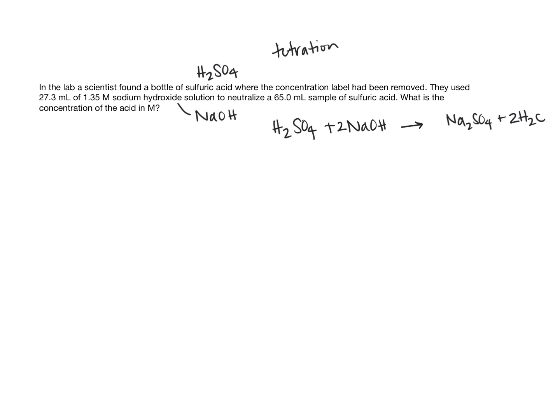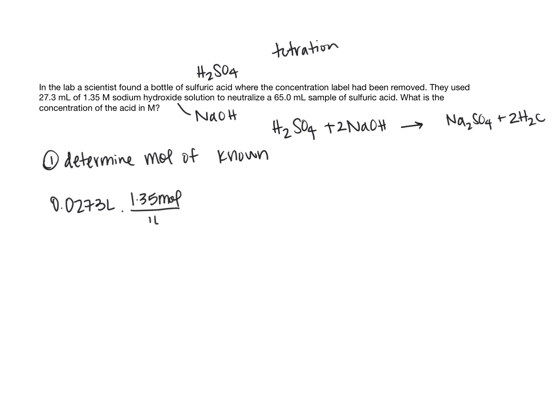So now, a titration reaction really only has 3 steps. Step 1, determine moles of the known. And we're going to do that by using the volume and the molarity. So I'm going to take my 0.0273 liters of sodium hydroxide and multiply that by the concentration of 1.35 moles in 1 liter. And that gives us 0.36855 moles of NaOH.